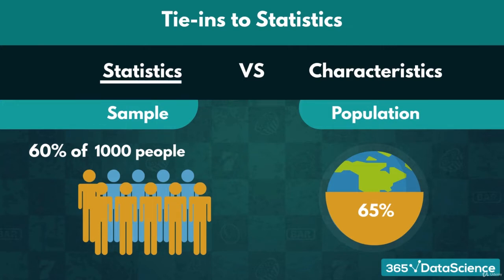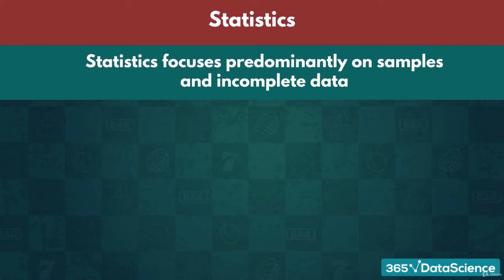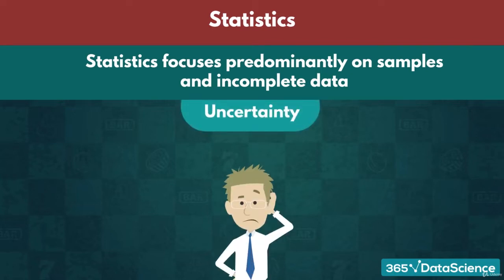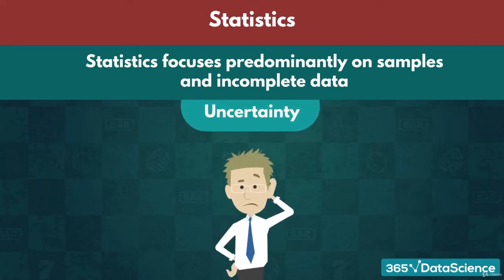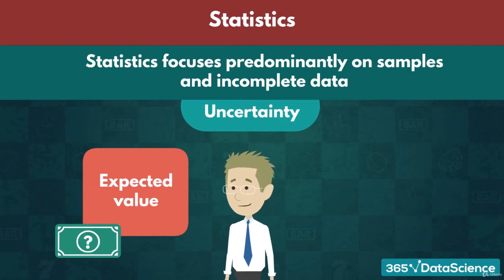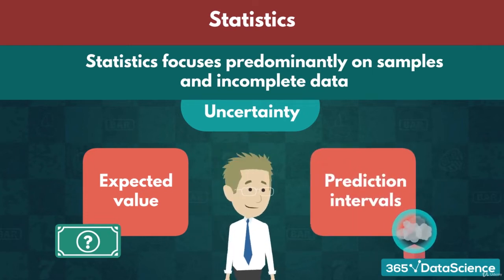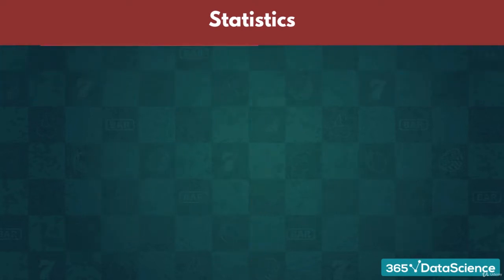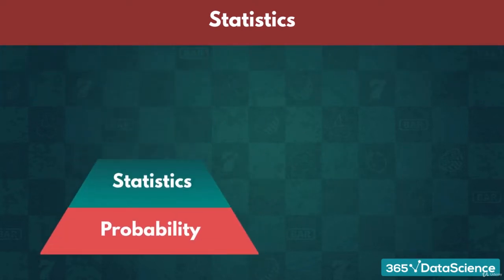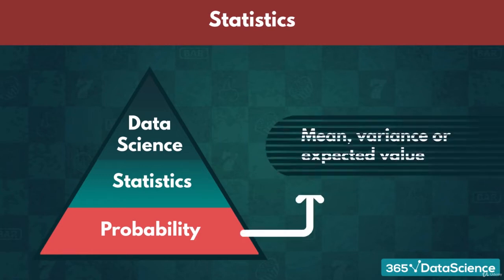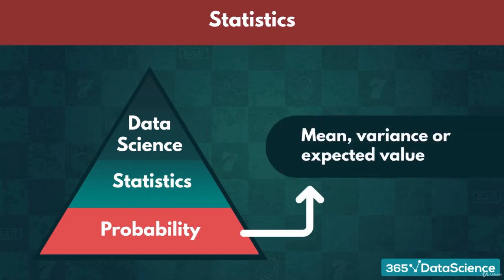After this brief introduction, you probably realized that the field of statistics focuses predominantly on samples and incomplete data. Doing so brings some uncertainty to any of the results we reach. This uncertainty is what leads us to rely on some of the most important concepts of probability, like expected values or prediction intervals. Fascinating. In a way, probability lays the groundwork for statistics because it defines terms like mean, variance, or expected value.